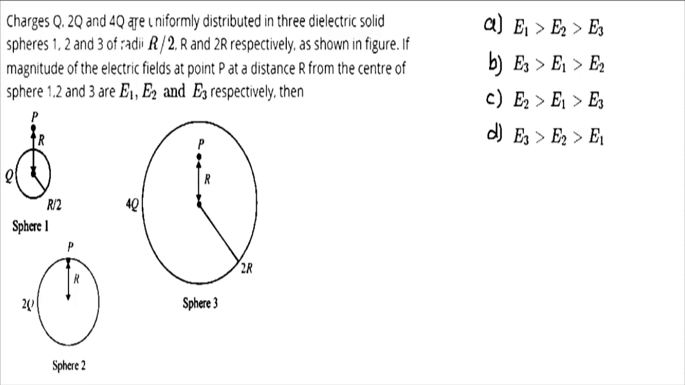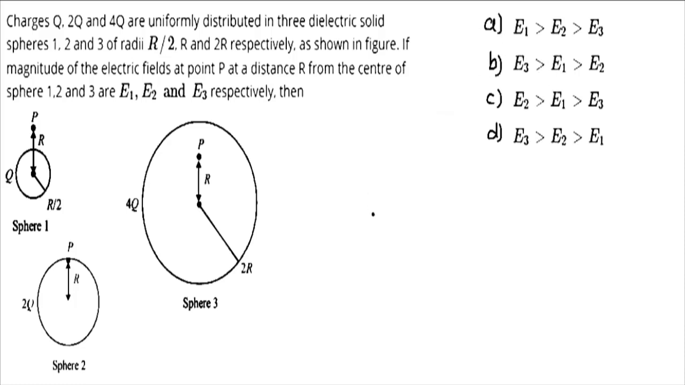Charges Q, 2Q and 4Q are uniformly distributed in three dielectric solid spheres 1, 2, 3 of radii r by 2, r and 2r respectively, as shown in the figure. Now, if the magnitudes of the electric field at point P at a distance r from the center of the sphere are given as E1, E2 and E3, we need to find the correct order of magnitude.